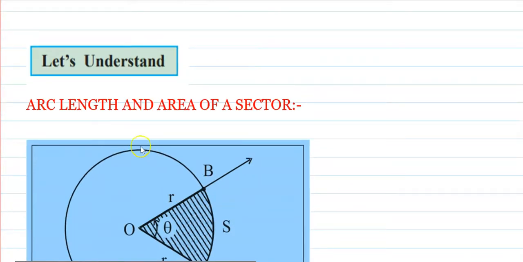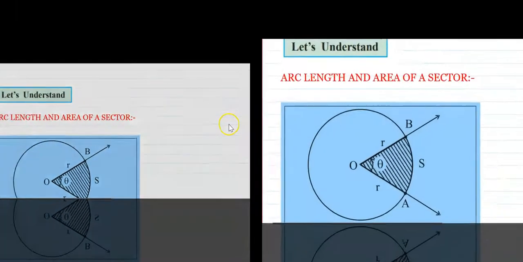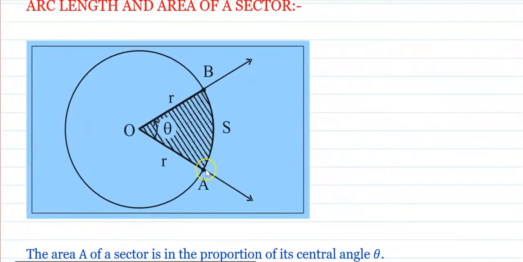Let's understand first, arc length and area of sector. Now in this figure, that is a sector O-A-S-B. This is the sector. Arc AB makes an angle of theta at the center. AB is the length of arc. R is the radius of this circle.